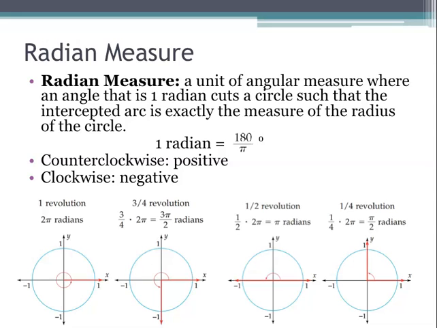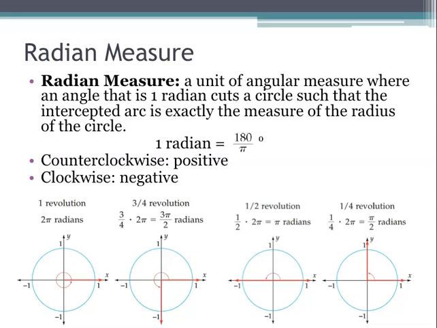If you rotate 3/4 of the way around, that's 3/4 of 2 pi, so 3/4 times 2 pi, which is 3 pi over 2 radians. If you rotate only halfway, that's 1/2 times 2 pi, which is pi radians. If you rotate 1/4 of the way, that's 1/4 times 2 pi, which is pi over 2 radians.